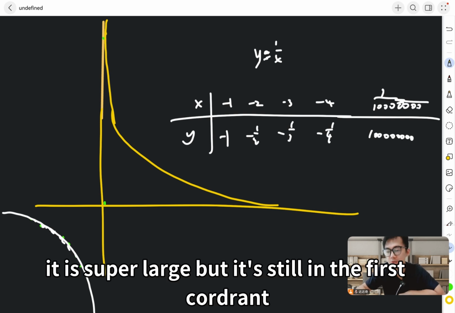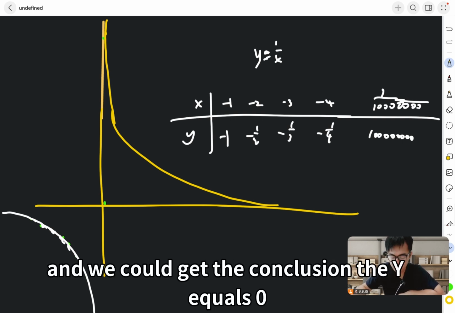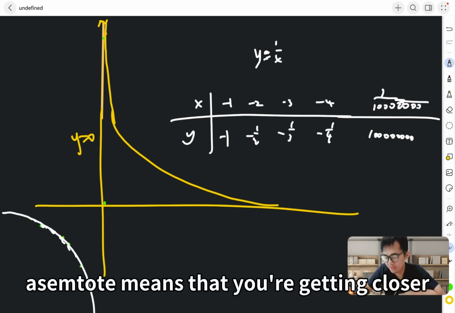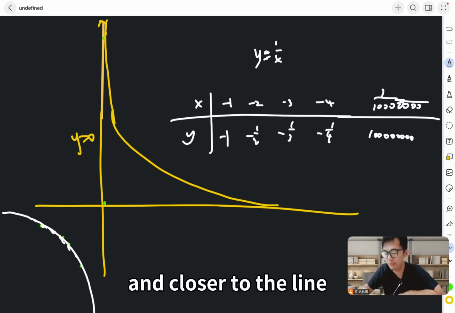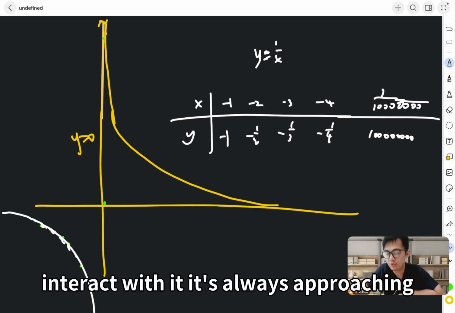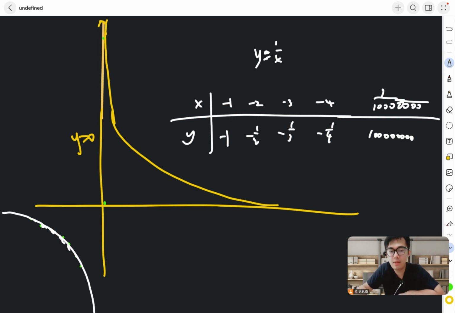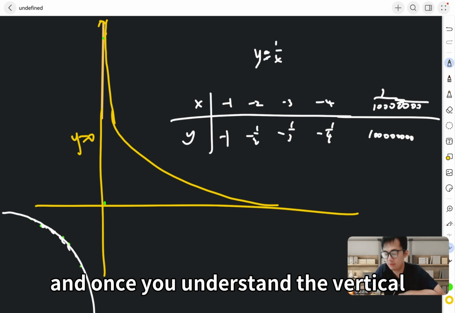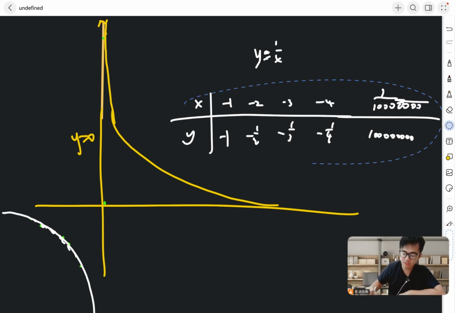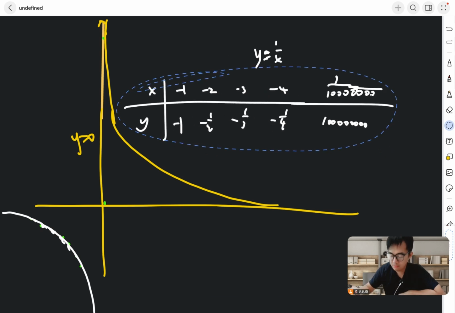It's just super large, but it's still in the first quadrant. And we could get the conclusion that y equals 0 is its first asymptote. Asymptote means that you're getting closer and closer to the line, but never interact with it. It's always approaching.